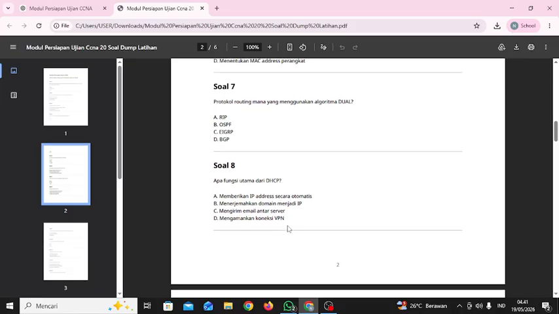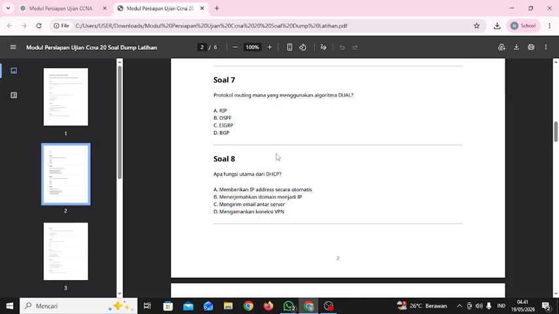Okay, next question. What is the main function of DHCP? A. Automatically assign IP address. Okay, and B. Translate domain names. C. Send email. D. Secure VPN connection. Okay, the correct answer, that is automatically assign IP address.